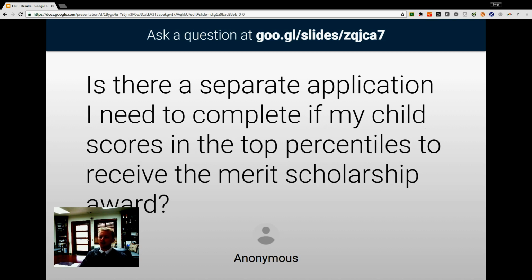Ooh, good question. Is there a separate application I need to complete if my child scores in the top percentiles to receive the Merit Scholarship Award? No. The standard admission application is certainly acceptable. The Merit Scholarship is automatic. Like I said, we had 2 Merit Scholars in November, and so we picked up the phone that very same afternoon that we got the scores.